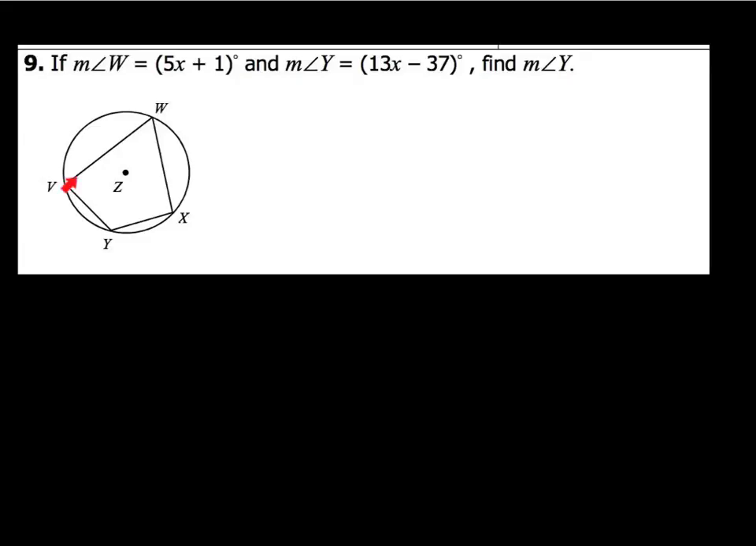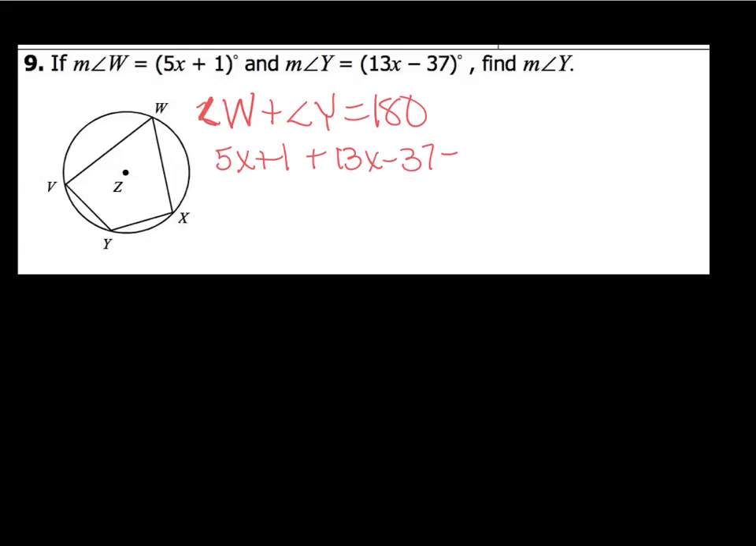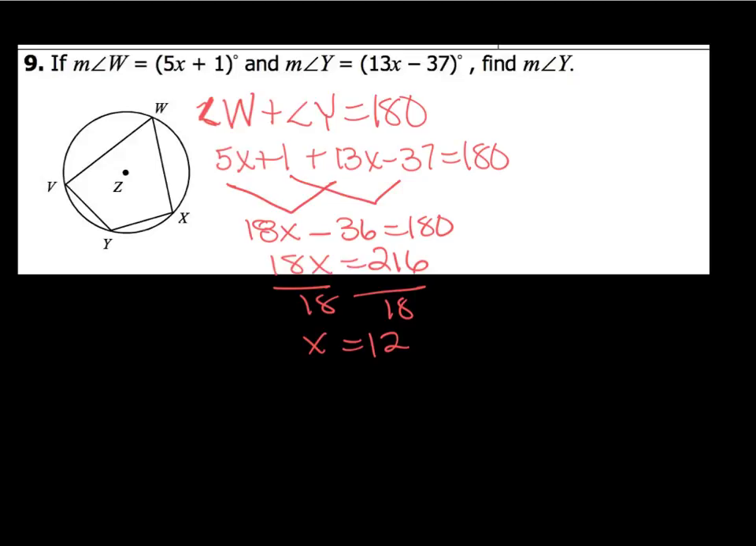I notice here that I have a quadrilateral inscribed in a circle, so opposite angles are going to be supplementary. I'm given information about W and I'm given information about Y. So angle W plus angle Y add up to 180 degrees. Angle W, which is 5x plus 1, plus angle Y, which is 13x minus 37, is equal to 180. We combine our like terms, we get it down to 18x minus 36 equals 180. And we find out that x is equal to 12.